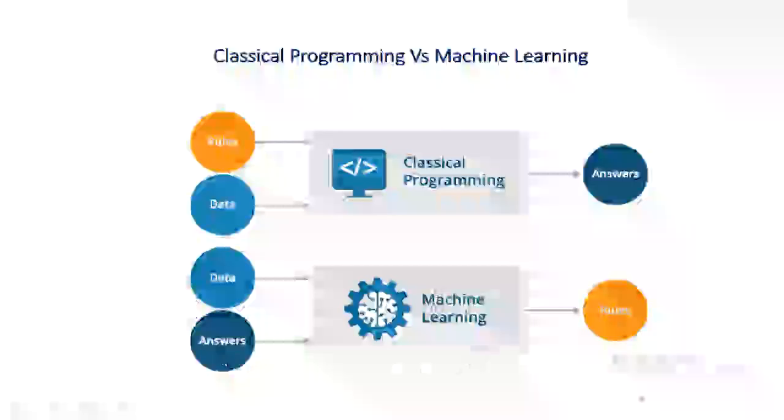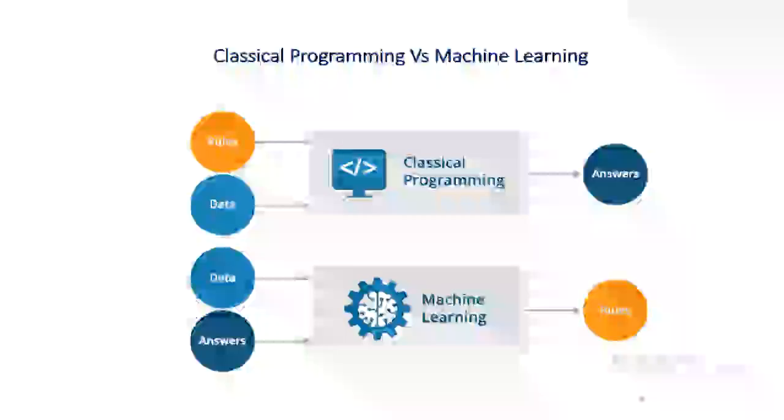The machine learns, and then it gives you some kind of logic, some kind of rule, as an output. So this is how machine learning works. And in classical programming, you just give the rules and the data, and then it gives you the answer. So this is how machine learning and classical programming work.